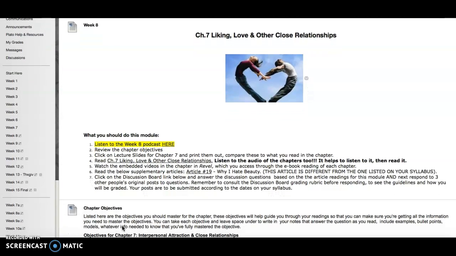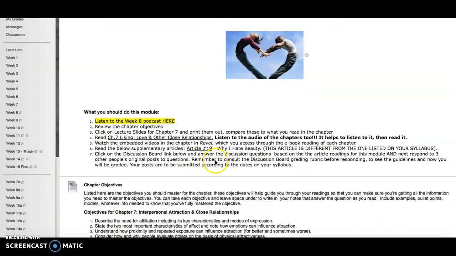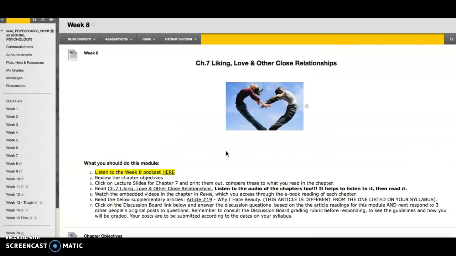And do note too that the article reading, Article 19, is different than what was on your syllabus. So you want to make sure that you're going by this and not the article that was listed on the syllabus. So hopefully that's pretty clear.